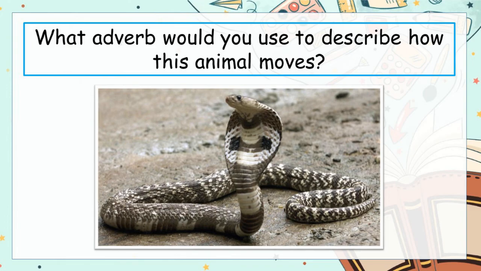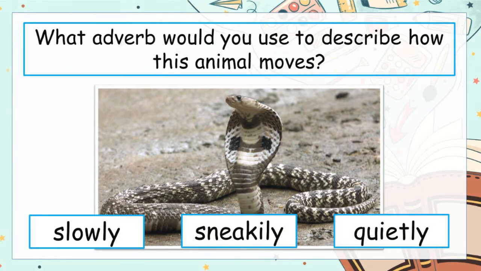Take a look at the picture of the snake down below. Can you think of an adverb that would describe how this animal moves? Pause the video and see if you can think of an adverb. Well, how did you get on? Here's a few that I came up with. Slowly, sneakily, and quietly. Usually, when we're talking about adverbs that describe how an action takes place, they end with ly, but not always.